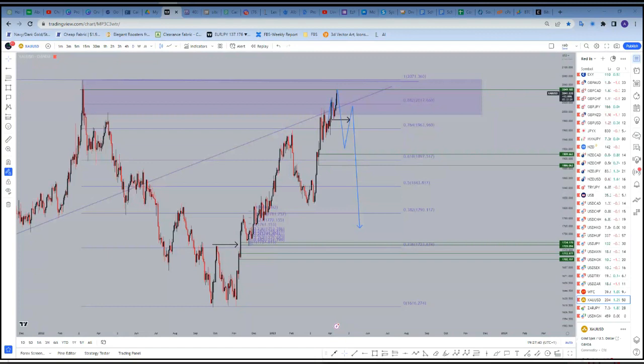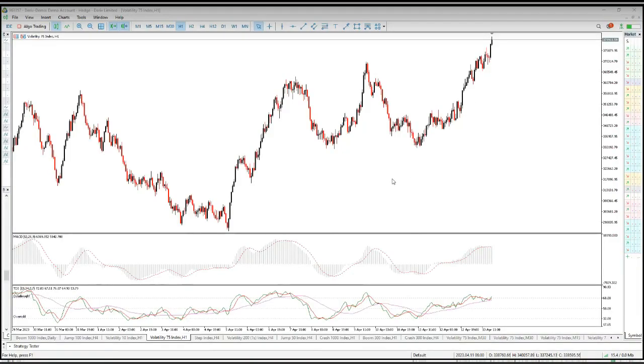And I'll be with you. Yes, sir. I want to go to my MetaTrader 5 for synthetic indices. Okay. Hold on. I needed to remove certain things so that some things I don't want you to see will not be seen. Okay, so let me share my MetaTrader screen right now. All right, so can you see my screen?